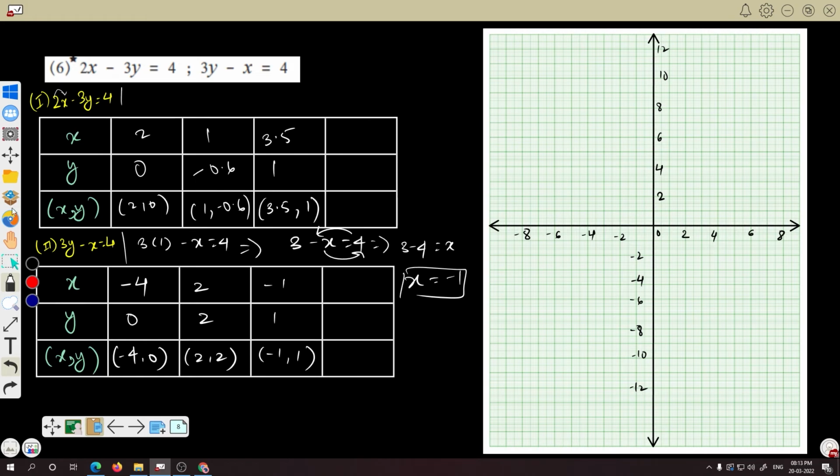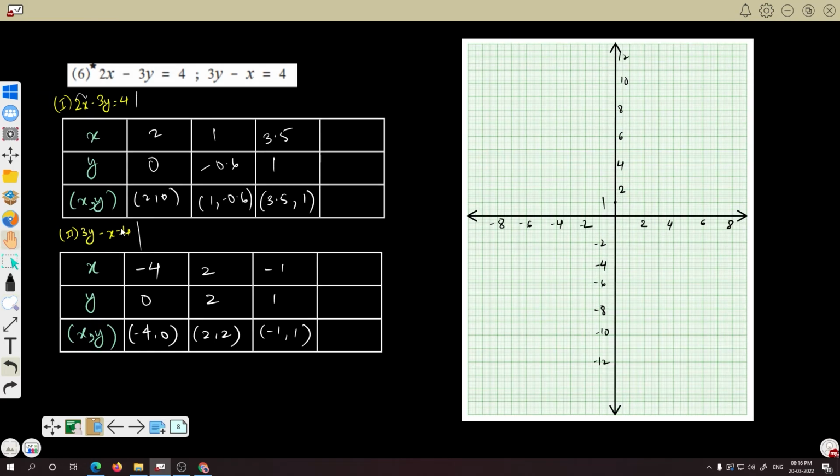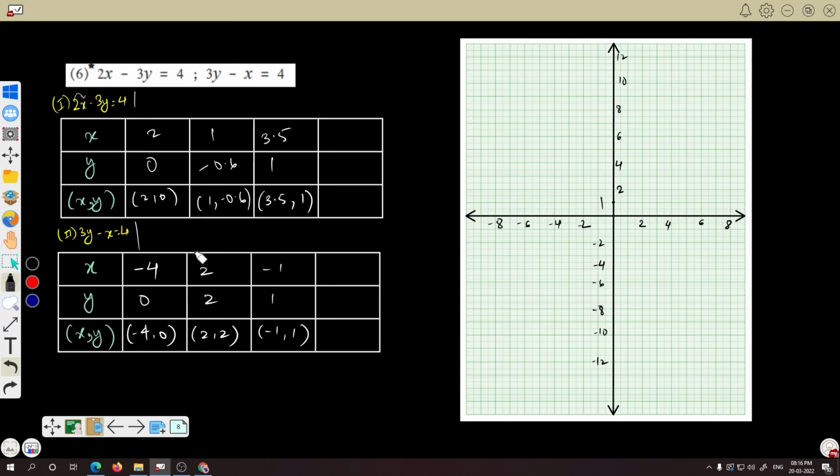Fine. So we have the coordinates, so I can easily plot the graph. We have the 3 points for the simultaneous equations. We'll start with the first equation. The first coordinate is 2 comma 0, so at this point, this is 2 comma 0. The second point is 1 comma minus 0.6. Before plotting this, I'll go with the third point, that is 3.5 comma 1. So 3.5 is exactly at this point.